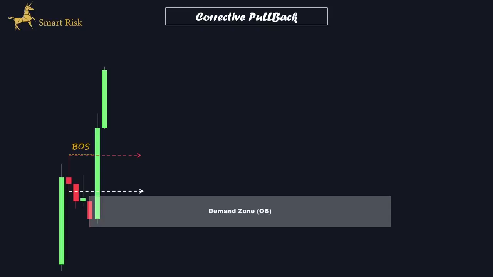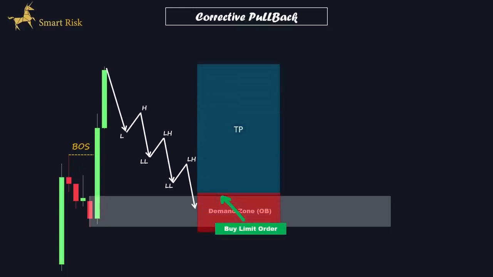In the corrective pullback model, as we mentioned earlier, price forms several internal structures with multiple smaller candles until it reaches our identified point of interest. Despite the aggressive pullback, we consider entering into the market when price reaches our identified demand or supply zone. For doing that, we can use smart money concepts' various entry models, like the aggressive or conservative entry model. For example, in this case, we can place a buy limit order at the highest point of our identified order block and wait for the price to activate it.